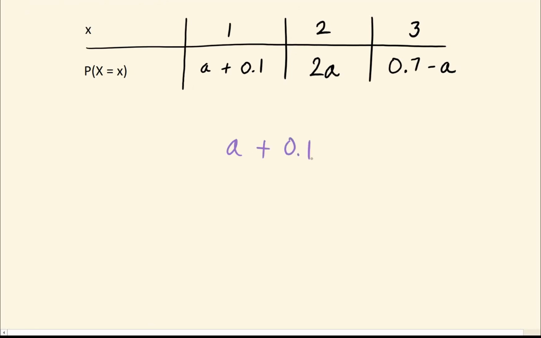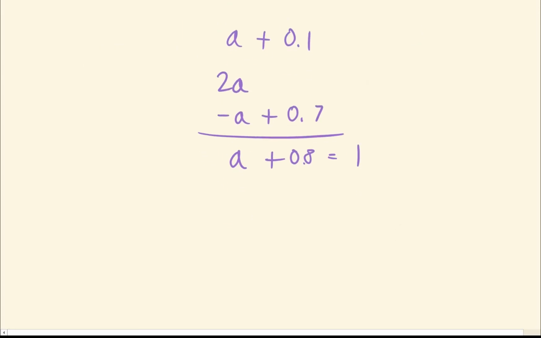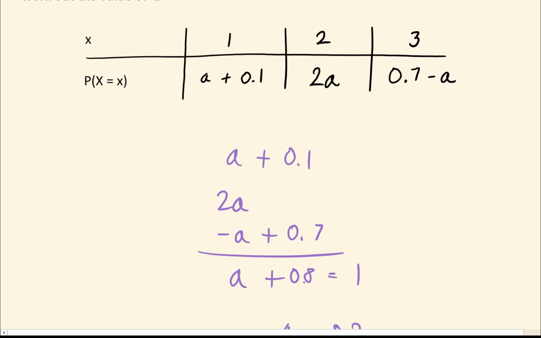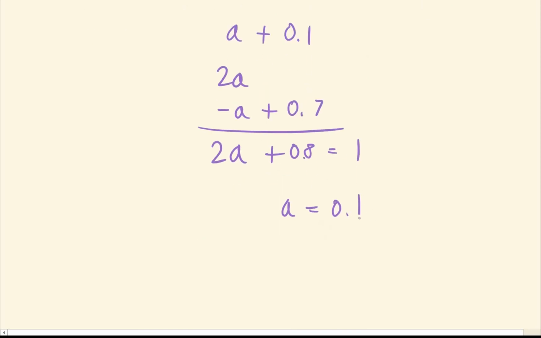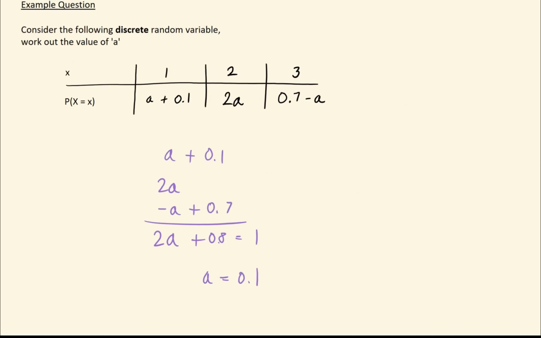And again, if you want to work out A, you're just going to add all these things together. So adding these together, we work out that A plus 0.8 must equal 1. Again, all of them must add to give us 1. So therefore A is going to be 0.2, and that is not right because that should be a 2A there. So A is actually 0.1. Okay, and that's pretty much it.